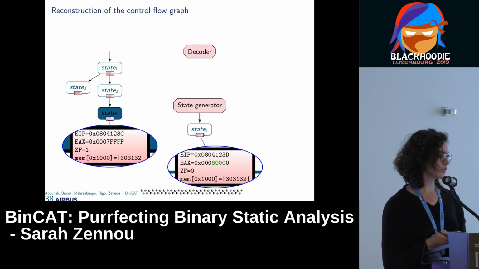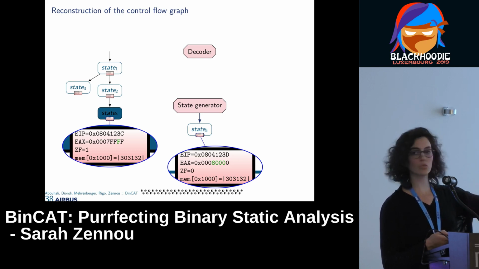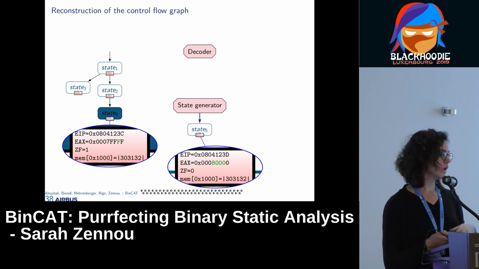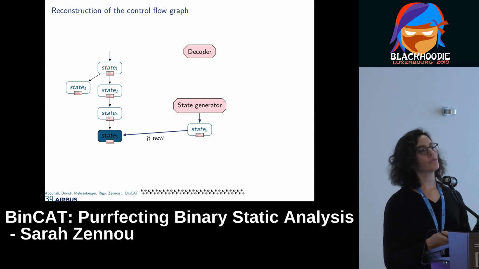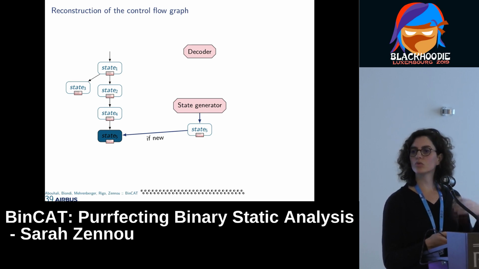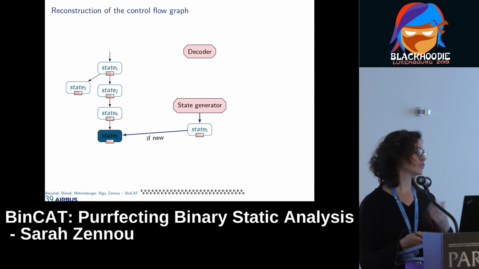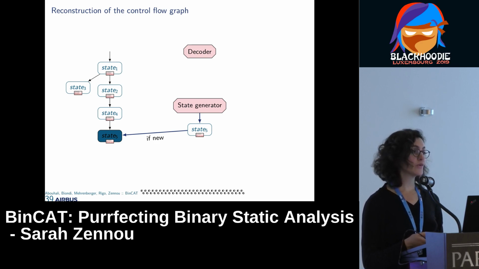So of course we update the instruction pointer and the value of the registers. Here you can see that when there is an overflow, the taint is also propagated to this overflow. We update the flags and the memory. And then if the state is new, it is added to the list of states that have to be explored.